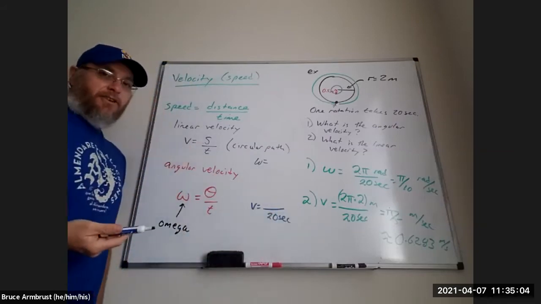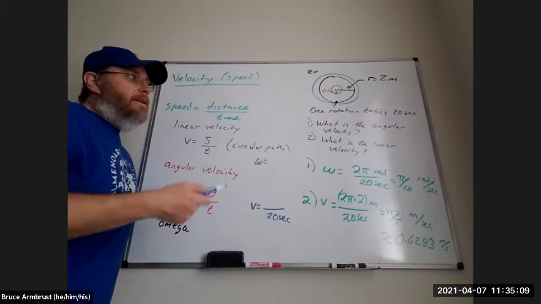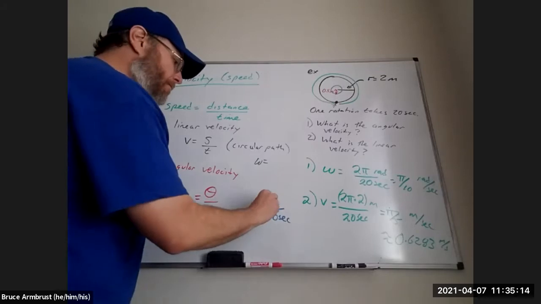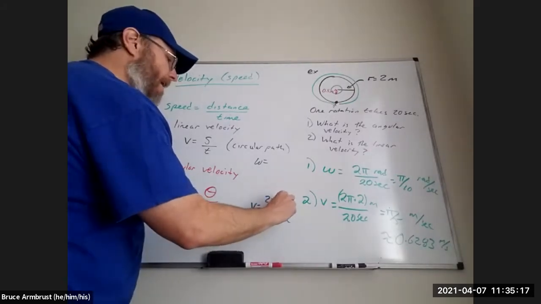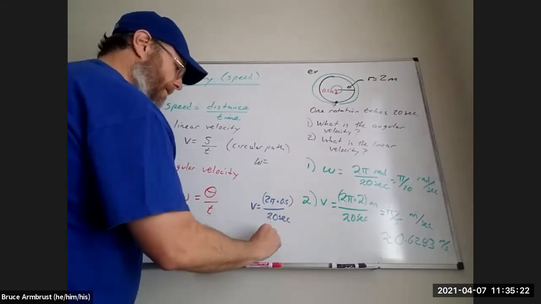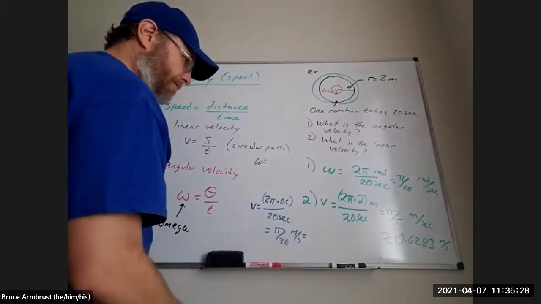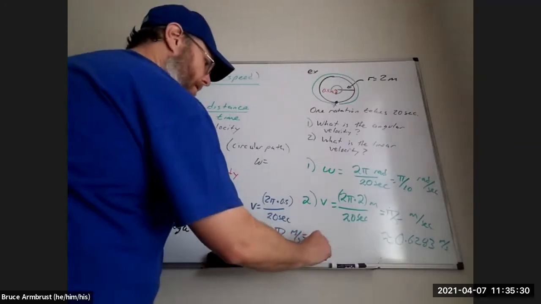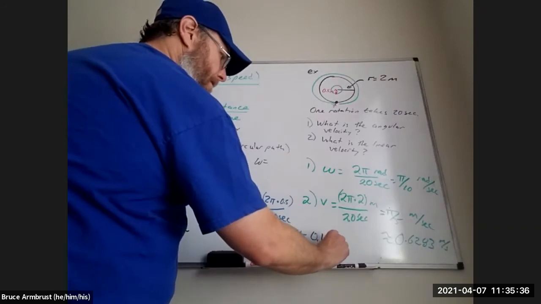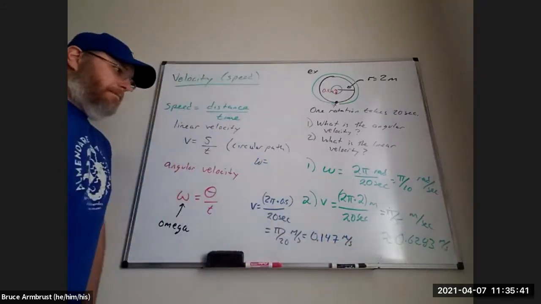But now the distance that they're traveling is 2 pi r, but their radius is smaller. Their radius is only half a meter. So this is going to be 2 pi times 1/2, which is just pi. So it's going to be pi over 20 meters per second. And so let's see, that's going to be 0.147-ish meters per second.